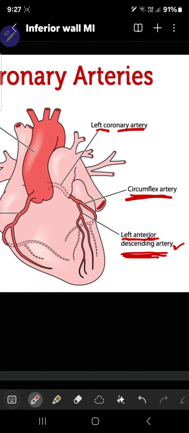That is why whenever you see an anterior wall MI, these patients have a very poor prognosis, because this artery covers a large area of the heart muscle.